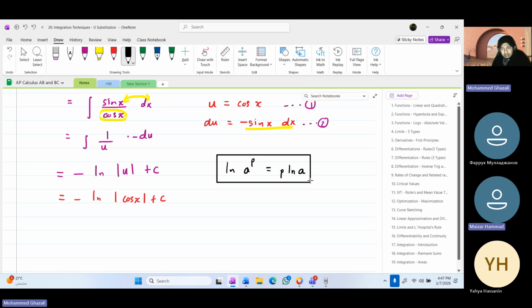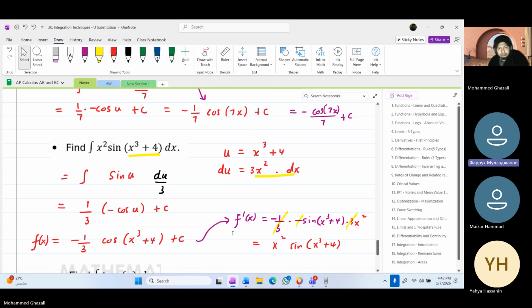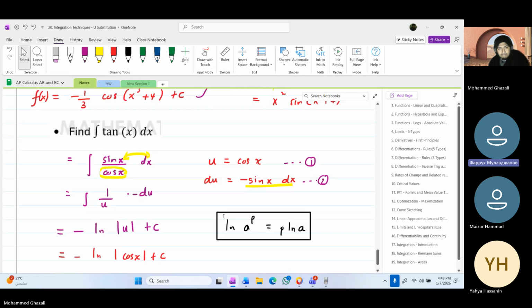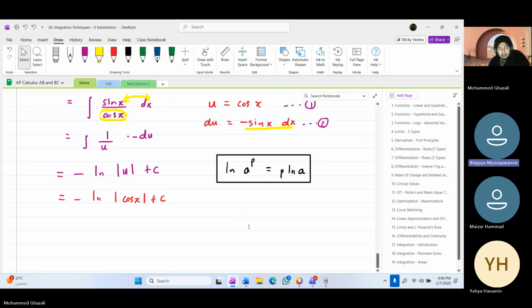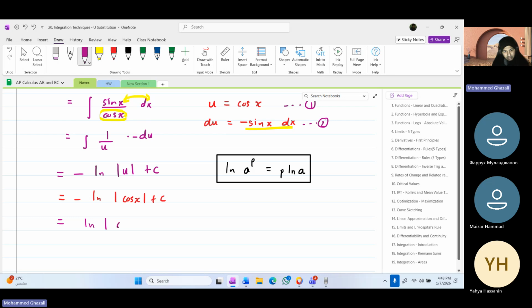How did you get the log rule from sine x over cos x? Because the integral form is 1 over u du. We can rewrite this, the negative goes to the power. So it's ln of the absolute value of cos x to the power negative 1, plus c. And what is cos x to the power negative 1? It is 1 over cos x.